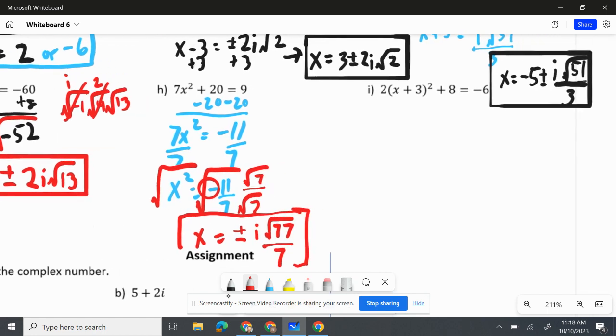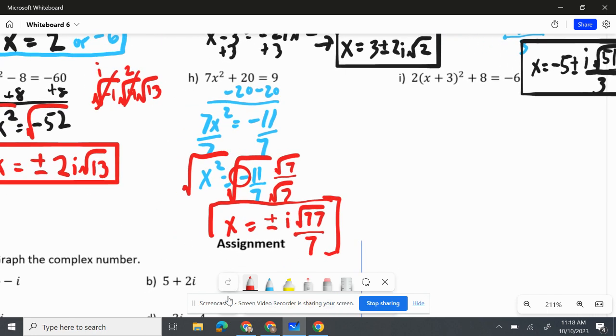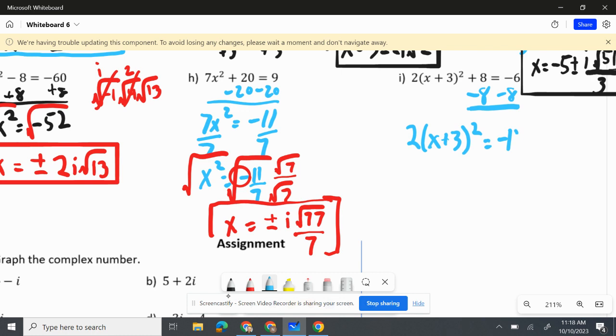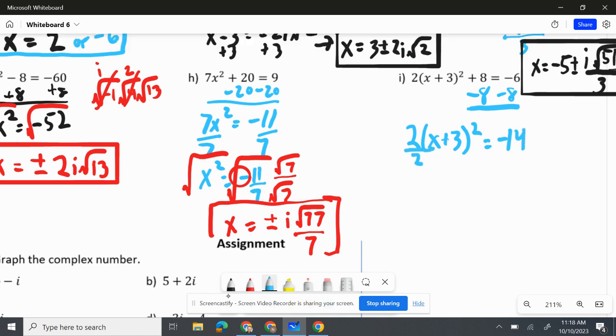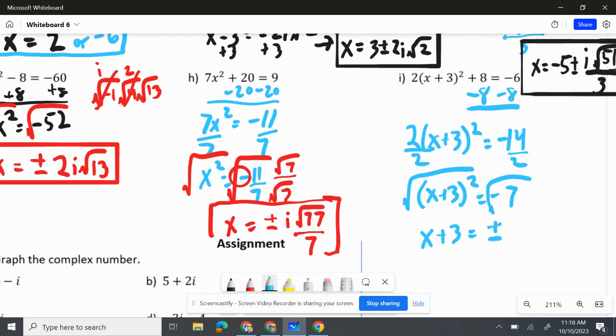Now our last one. First thing that we're going to do is subtract the 8. That gives us 2x plus 3 squared equals negative 14. We divide it by 2. And so x plus 3 squared equals negative 7. I take the square root in order to get rid of the squared. So x plus 3 equals, remember the plus or minus.